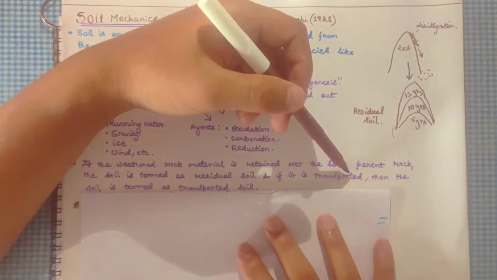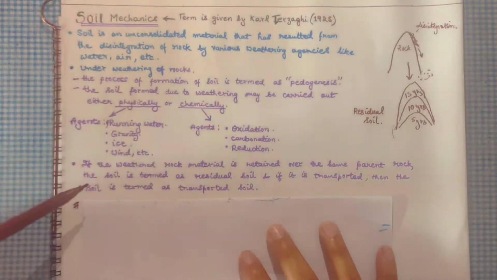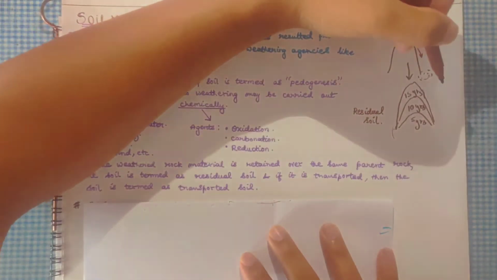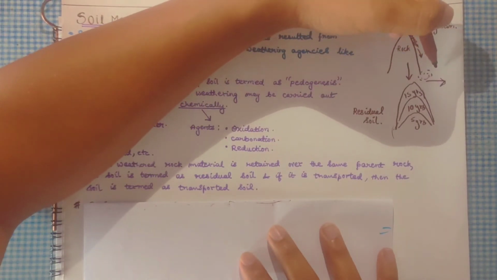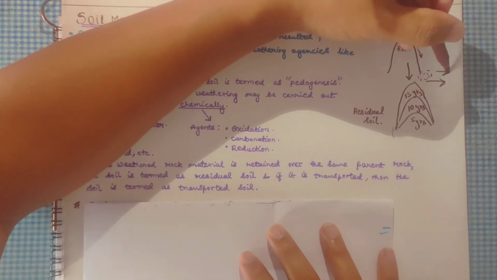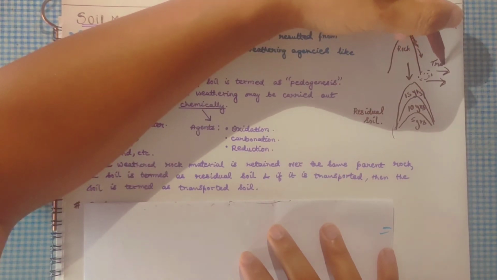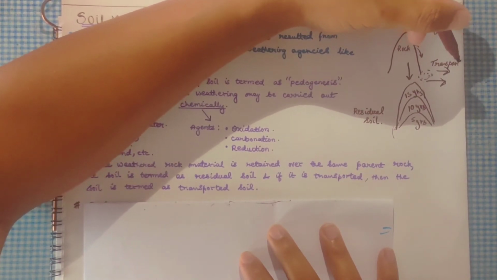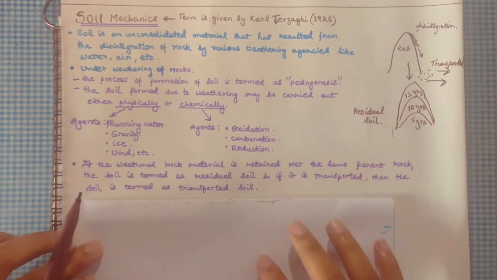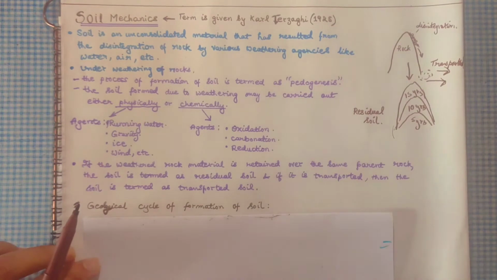And if it is transported, then the soil is termed transported soil. Suppose it is transported by air, or by water, etc., it is called transported soil. Now this is just a glimpse, a bird's eye view of the beginning of our discussions.